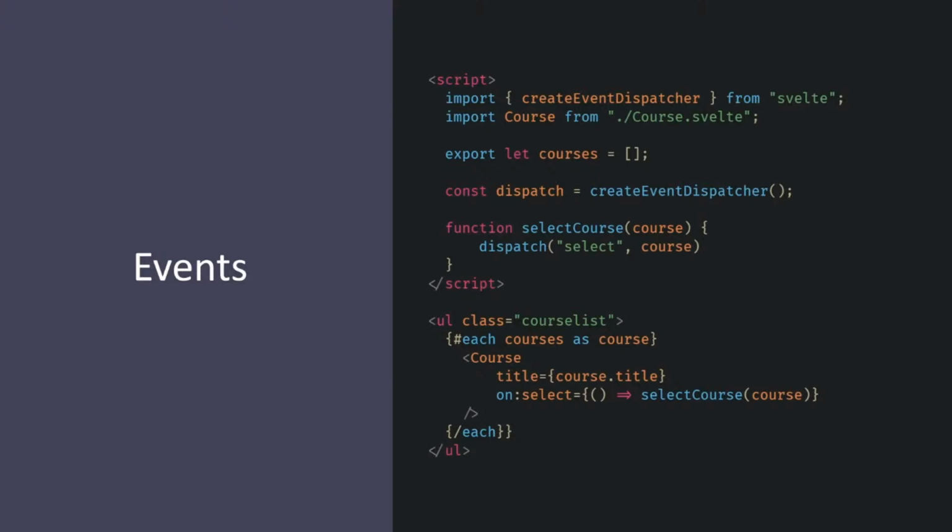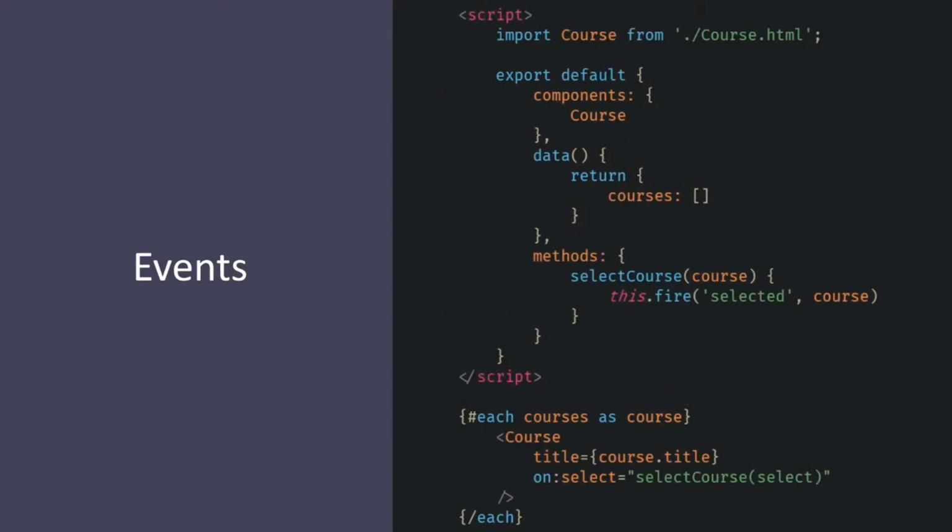Firing events in version 3 is easy, albeit a bit cumbersome maybe, with the createEventDispatcher thing. Here we see select course, dispatch select, and we pass the course as an argument to be used in detail. Here is the same code, but for version 2.